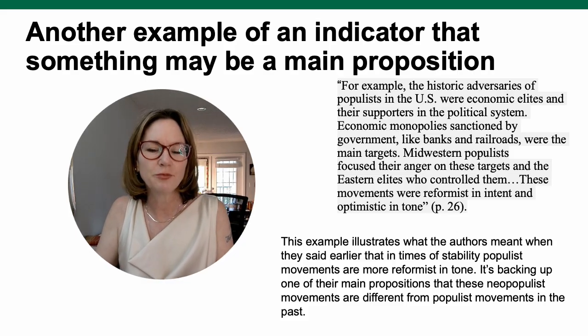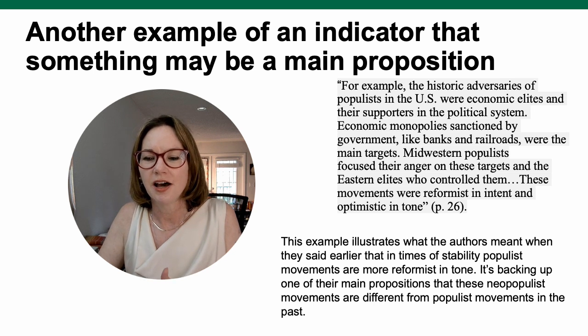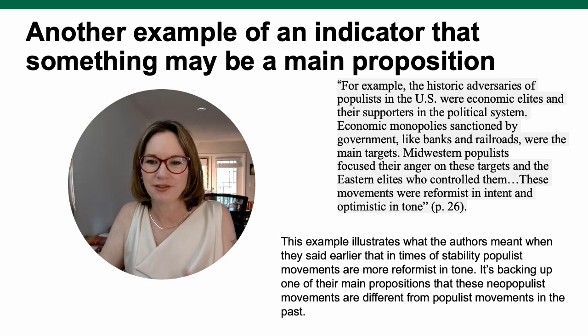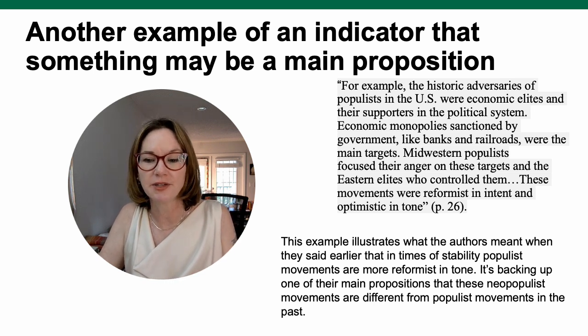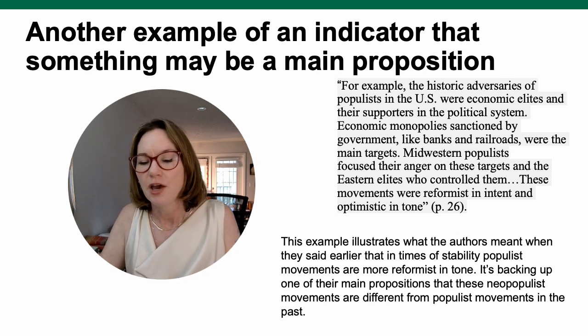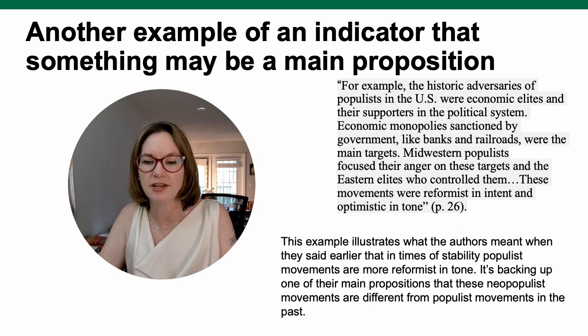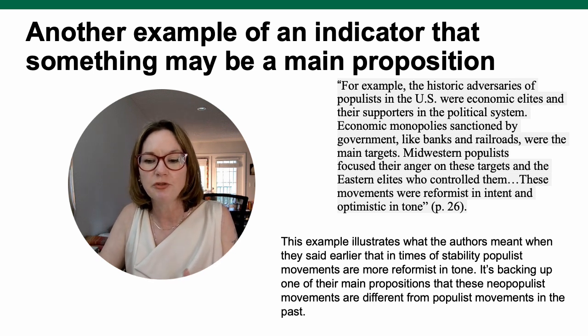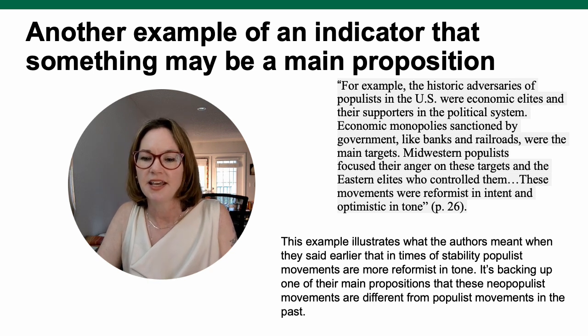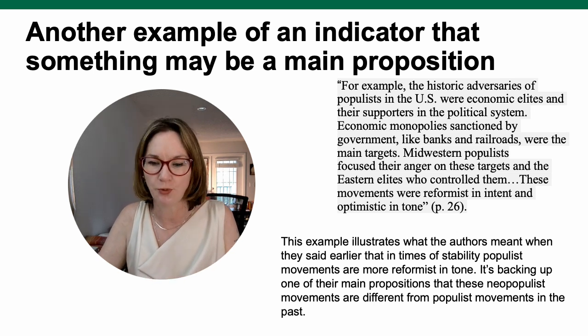Okay, here's another example along those same lines. This one comes on page 26. For example, the author's giving an example. The historic adversaries of populists in the U.S. were economic elites and their supporters in the political system. Economic monopolies sanctioned by governments like banks and railroads, those were the main targets. Midwestern populists focused their anger on these targets and the Eastern elites who confronted them. These movements were reformist in intent and optimistic in tone.